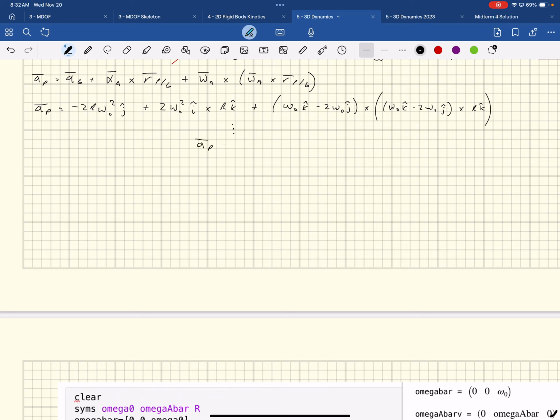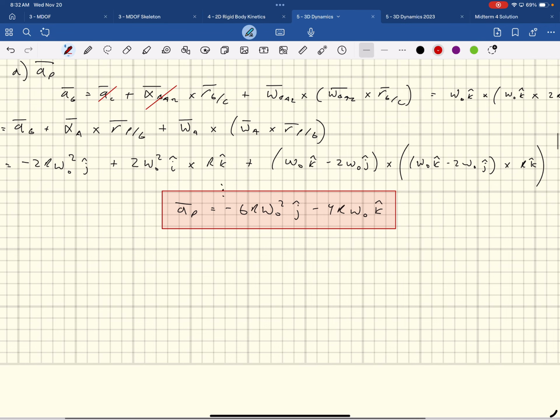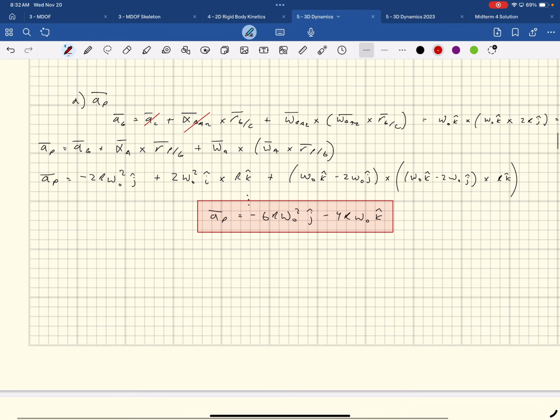AP is equal to negative 6R omega naught squared in the J minus 4R omega naught in the K. Okay. That'd be good practice for you, right? I mean, there's a perfect example where you can just pull out your calculator, you got the equation exactly the way you want it, and just see if you can make your calculator do that, right?